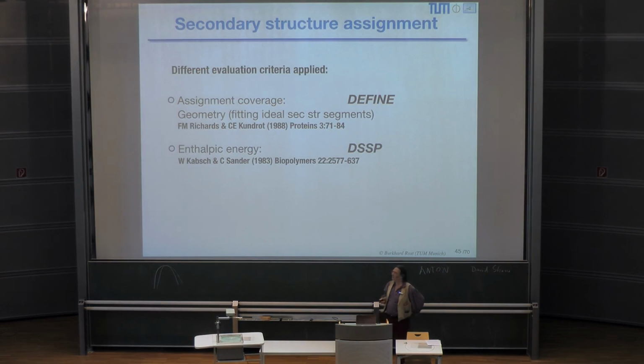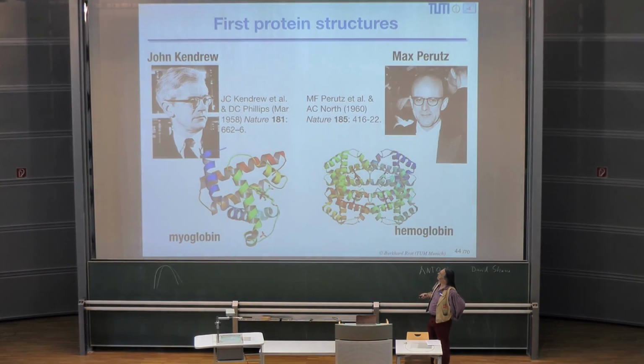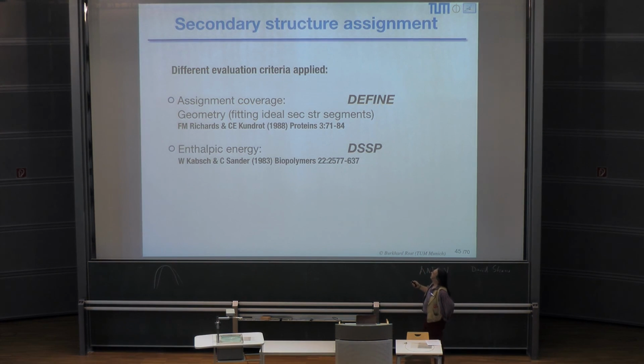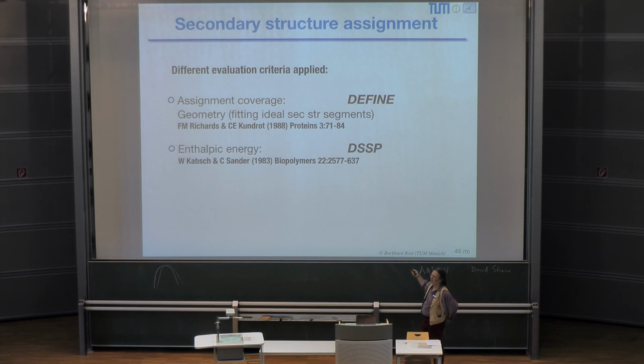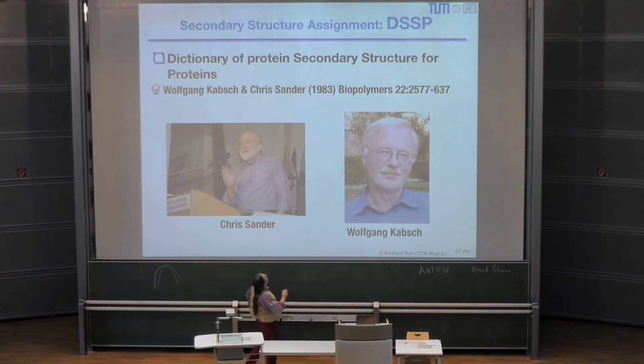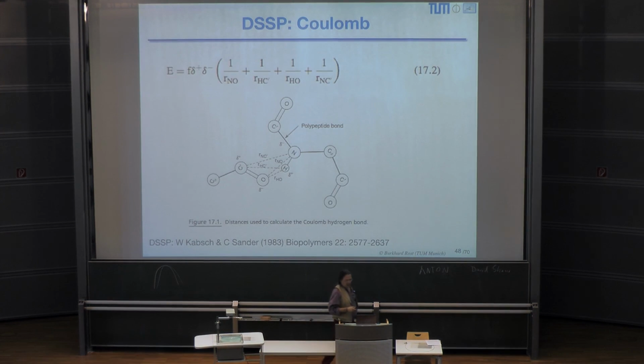Somehow you underestimate the time that I spent on organizing my slides. So the reason why I bring Pauling into this picture is because that is the great idea, hydrogen bond formations. And in fact, this defined is the idea that you guys have, geometry. DSSP is the way to use hydrogen bonds. DSSP, Dictionary of Secondary Structure of Proteins, published in '83, a highly quoted paper.